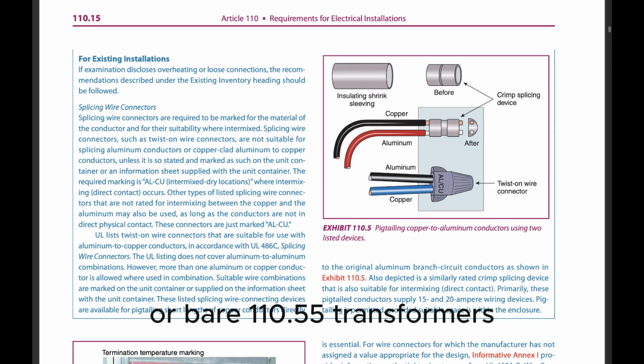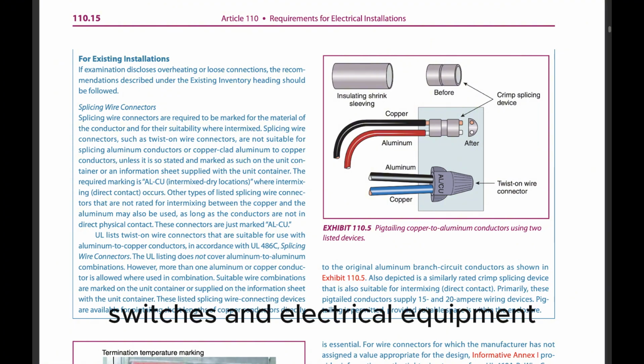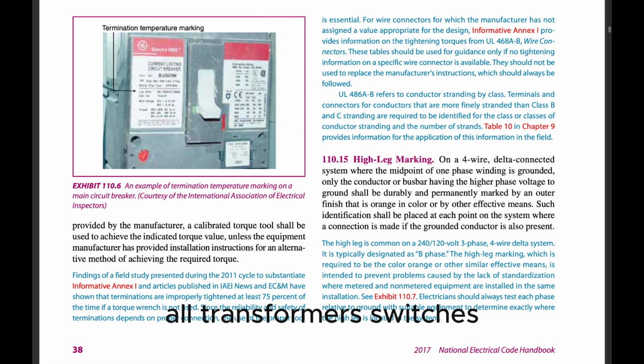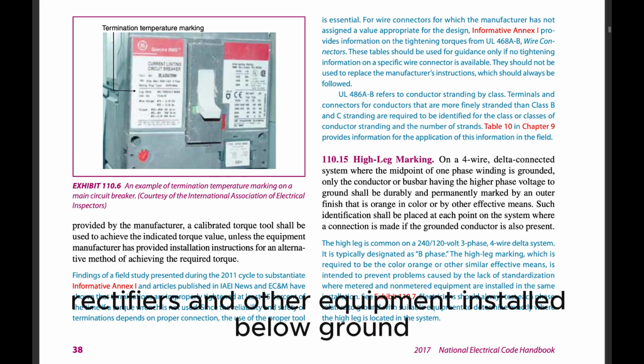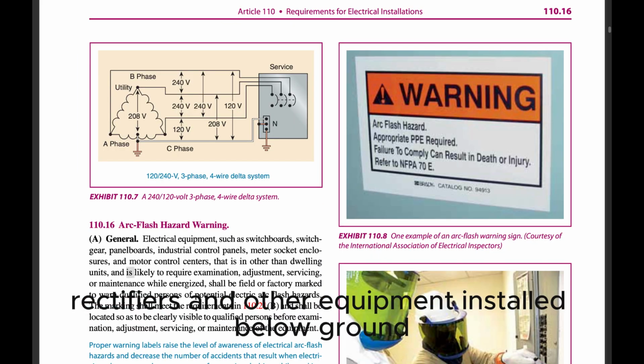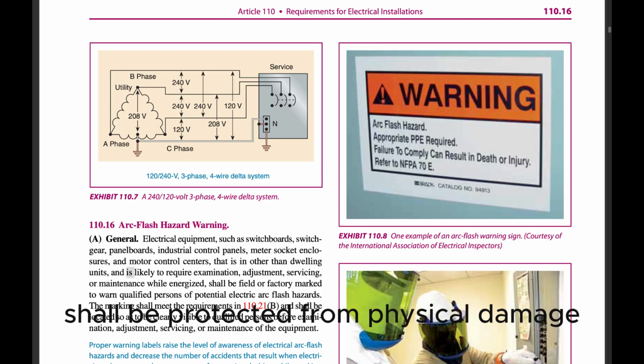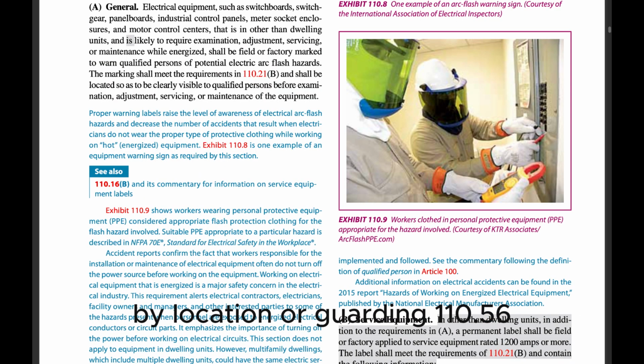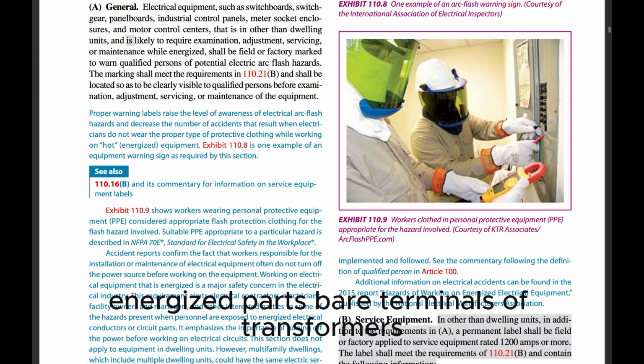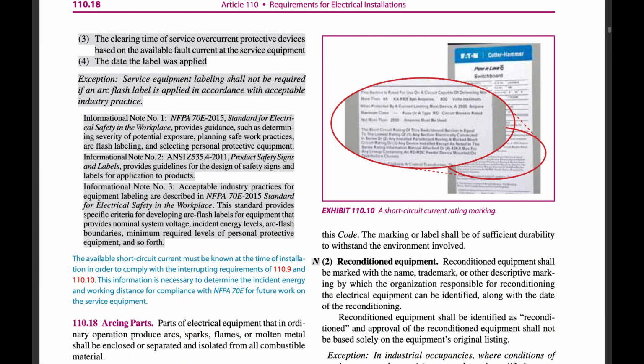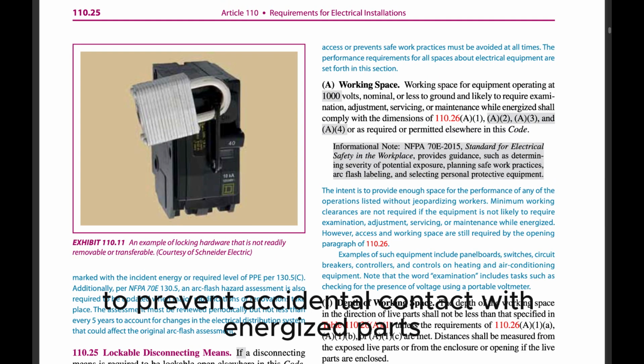110.55 Transformers, switches, and electrical equipment. All transformers, switches, motor controllers, motors, rectifiers, and other equipment installed below ground shall be protected from physical damage by location or guarding. 110.56 Energized parts. Bare terminals of transformers, switches, motor controllers, and other equipment shall be enclosed to prevent accidental contact with energized parts.